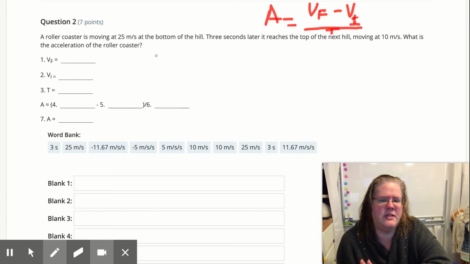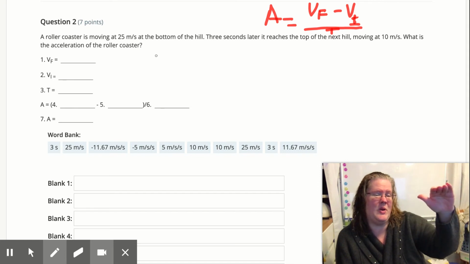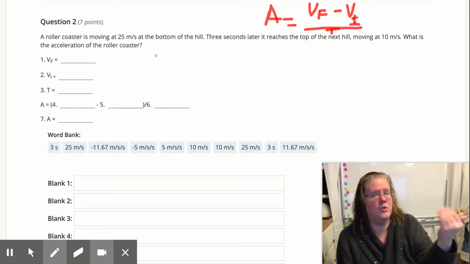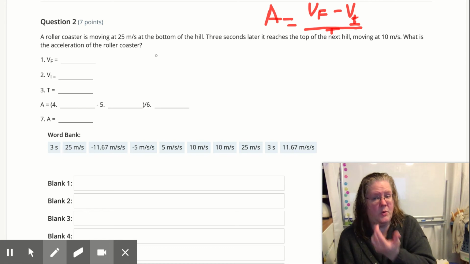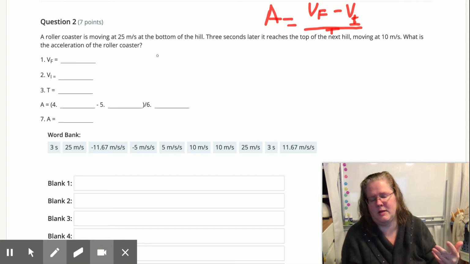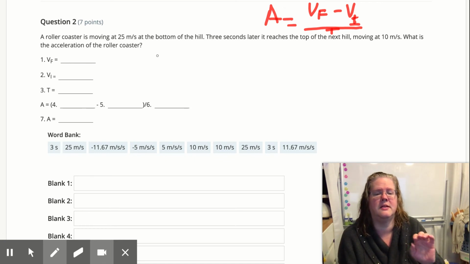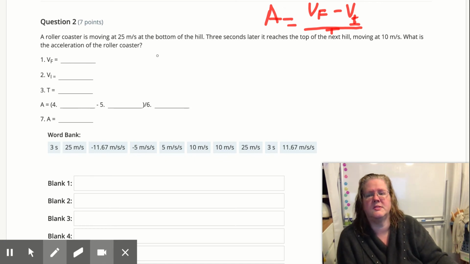Now, first of all, let's think this through. If we're starting at the bottom of a hill at 25 meters per second, and at the top of the next hill, we're only going 10 meters per second, you should be thinking in your head that we are slowing down. And negative is the term we use for an acceleration slowing down. We can say decelerating, but science doesn't really like that. We like positive accelerations for going fast and negative accelerations for going slow.